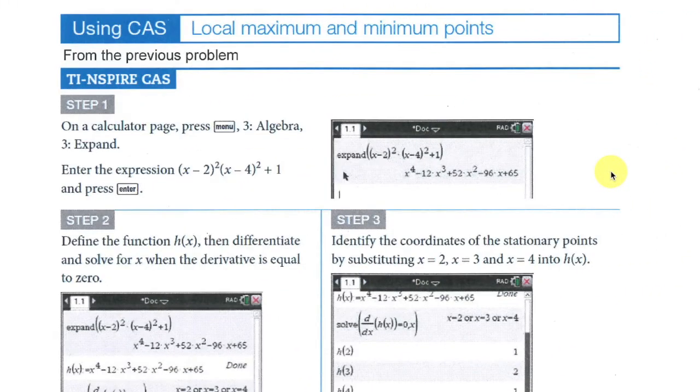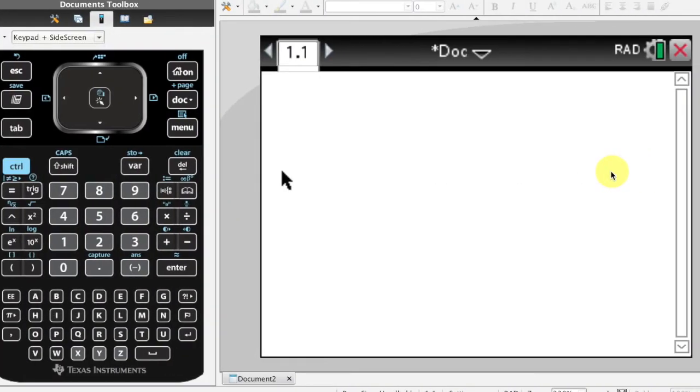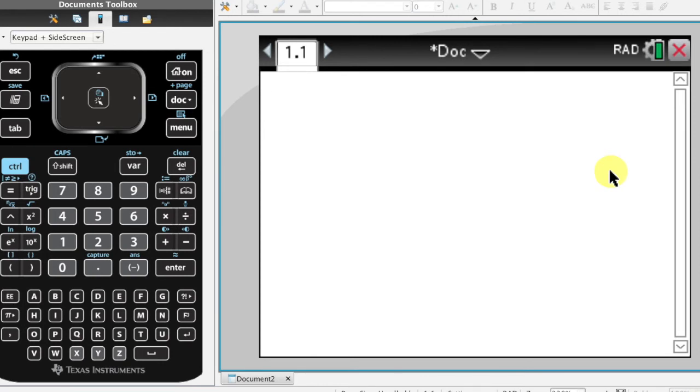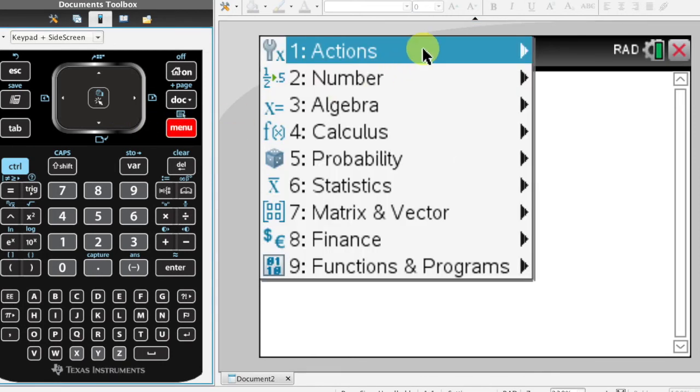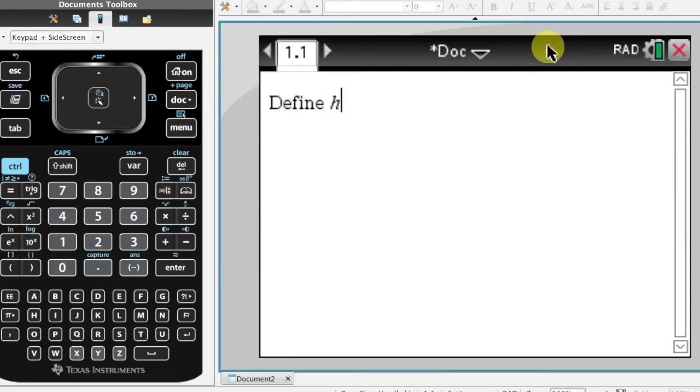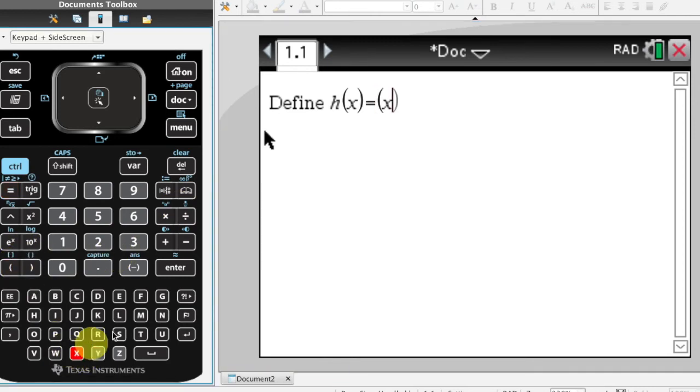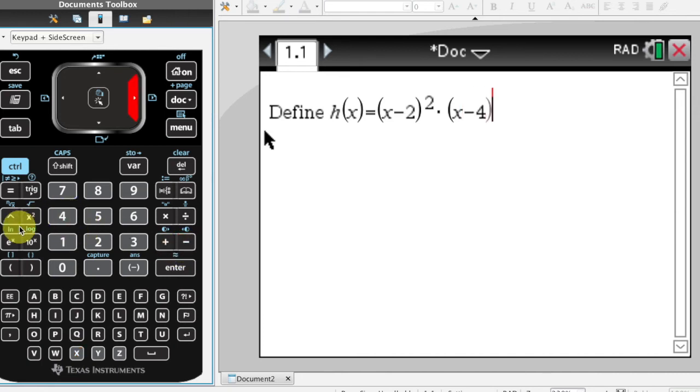At the bottom of this page, we cover the steps to do the previous question using CAS, and I'm just going to show you that. Our first job is to define the function h(x). So I'm going to go Menu, Actions, Define, and h(x) is going to equal the bracket (x - 2) to the power of 2 being multiplied by the bracket (x - 4) to the power of 2 plus 1.